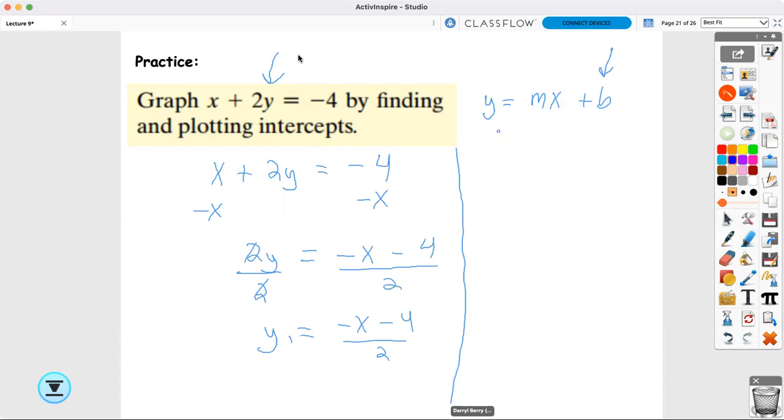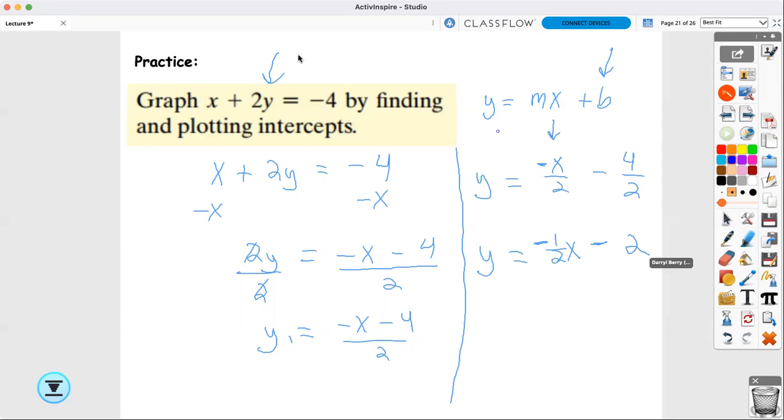And whenever you have two things in the numerator, or any number of things divided by the same denominator, you can split those things in two. So I'll have y equals -x over 2 minus 4 over 2. And as you can see, we're getting closer to this form here. So this -x divided by 2, that'll be 1/2. So y equals -1/2 x. And that's going to be 2 minus 2.